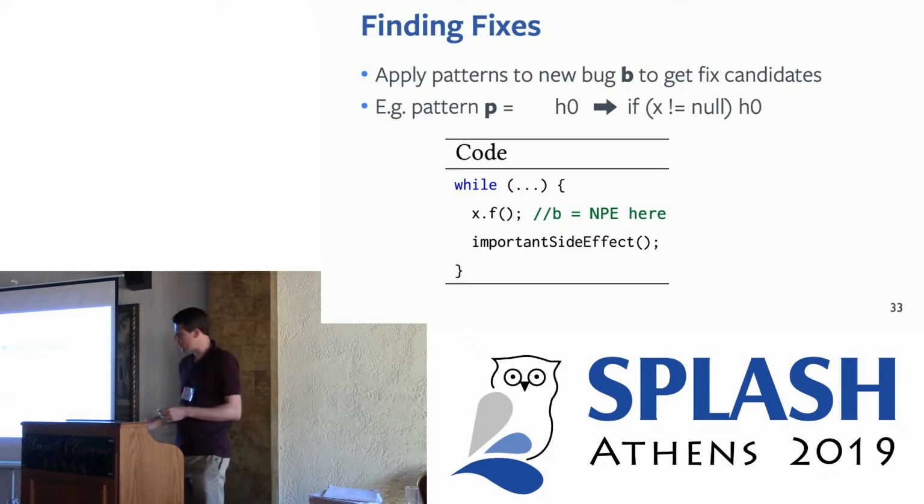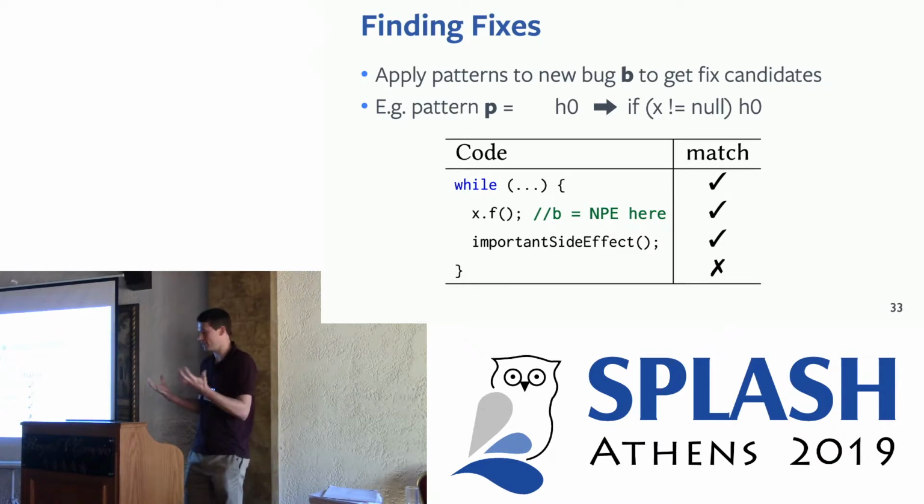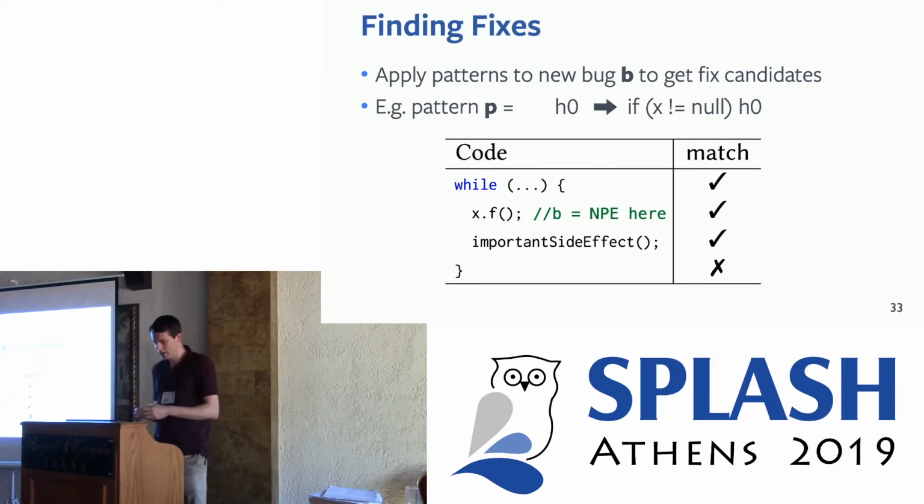So we'll actually use a different example here to explain this a little better. Here we have a separate pattern which just says wrap some statement with a null check. And given some code here which has a bug, a potential null dereference on this x.f line here, what are the places where this pattern can match? Well, we can wrap x.f, we can wrap this important side effect, or we could possibly wrap this entire while loop that sort of counts according to this pattern. But which of those are actually fixes?